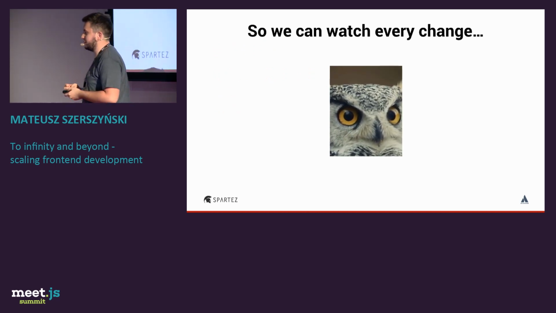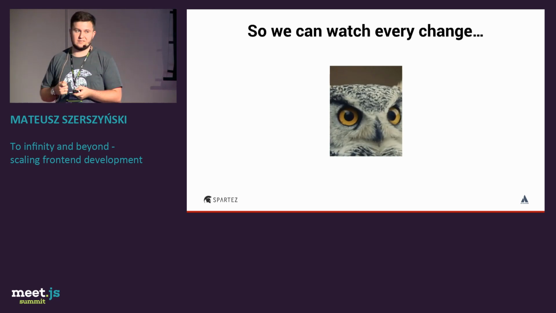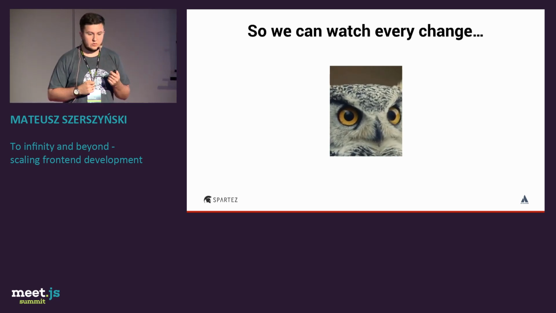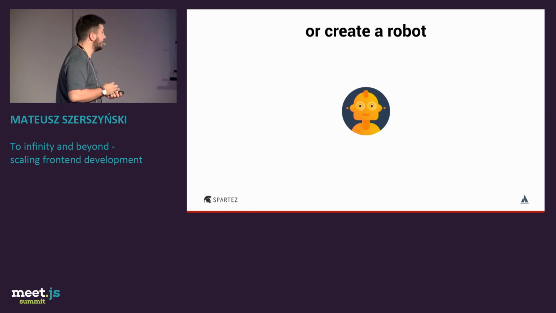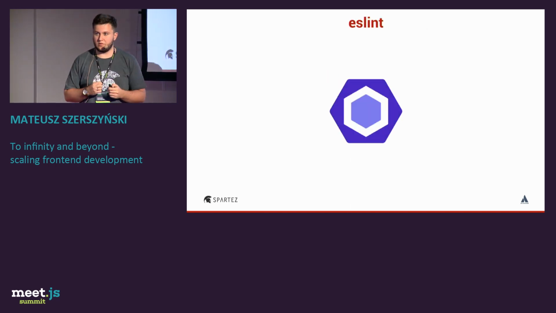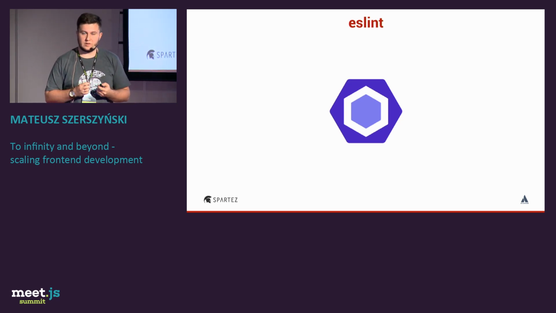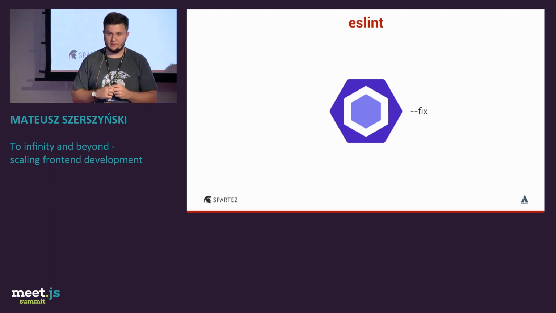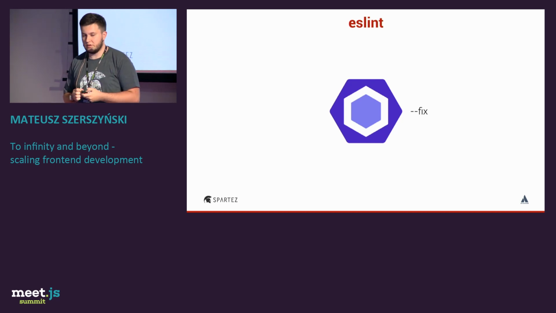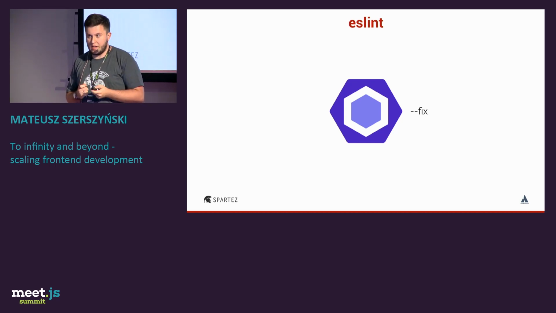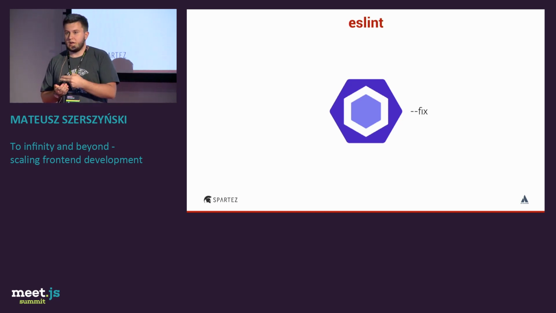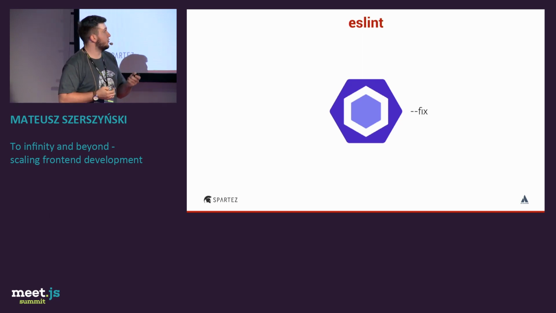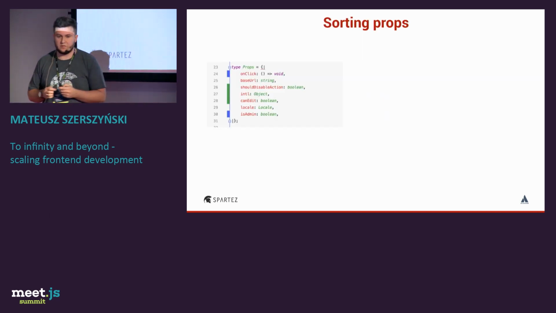You could watch every change which happens. You could watch every PR which appears in your code base, but this does not scale. So you can also create a robot. The first robot is called ESLint, which I believe all of you are already familiar with, which allows you to lint your JS applications. But there is also one additional, the most important thing in ESLint, which is fix. It allows you to create auto fixers for all your rules. And you can provide your own rules. We already wrote a bunch of them in order to help us adapt the Tangerine rules. So let's start with the first one.